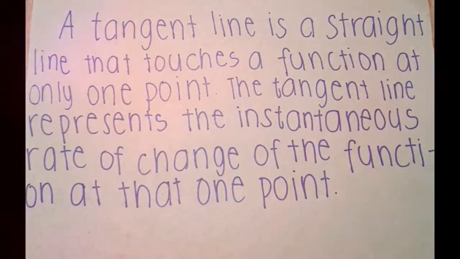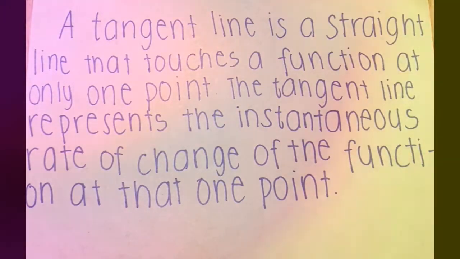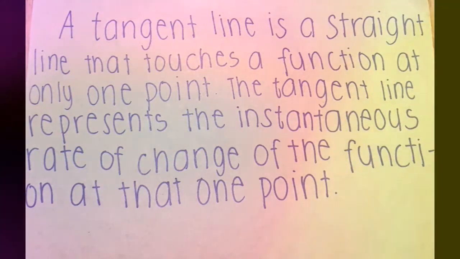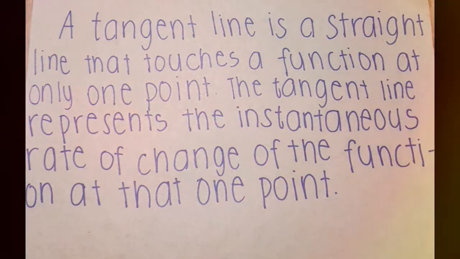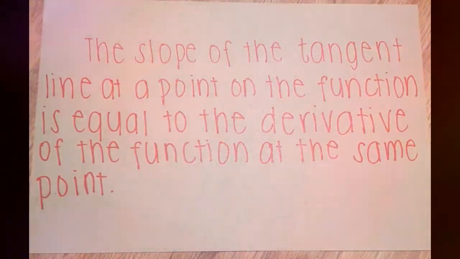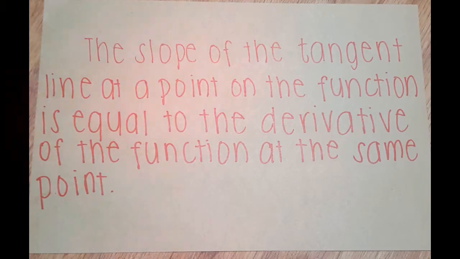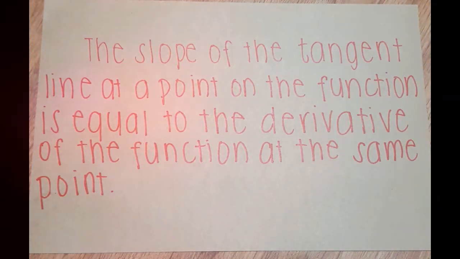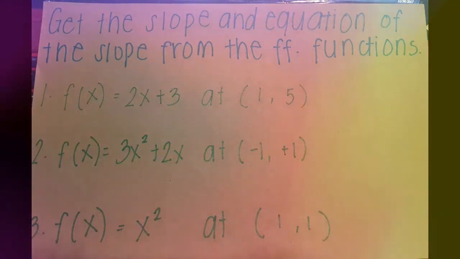So with our lesson, a tangent line is a straight line that touches a function at only one point. This tangent line represents the instantaneous rate of change of the function at that one point. Get the derivatives of the following functions. 1. 4x minus 1. 2. 2x cubed plus x squared.